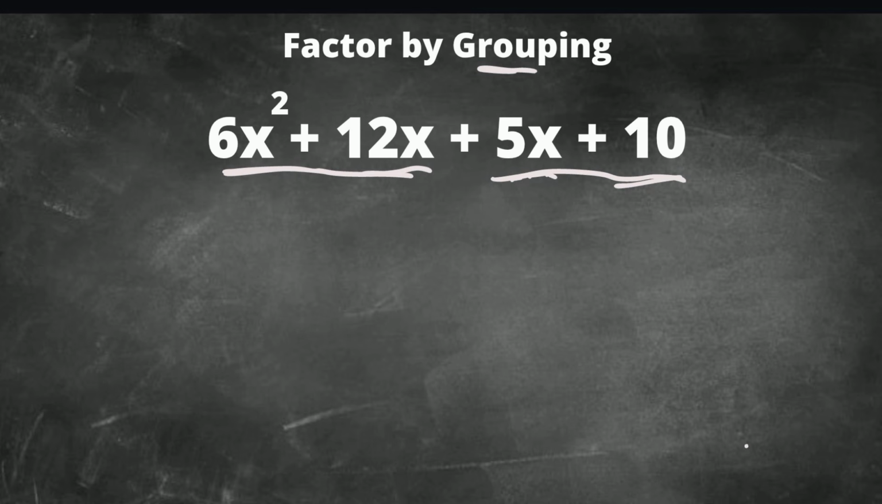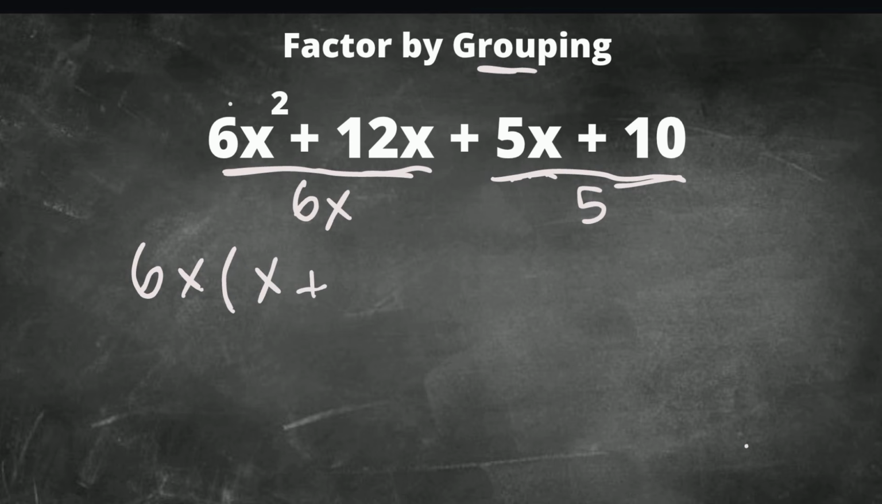And for 6x squared, I can factor out 6x. And for 5x plus 10, I can factor out 5. So now what I do is I factor them out. I write down the greatest common factor out front, and then I divide the 6x squared and the 12x by the 6x. So when we divide 6x squared by 6x, we're left with x. And then 12x divided by 6x, that is 2.